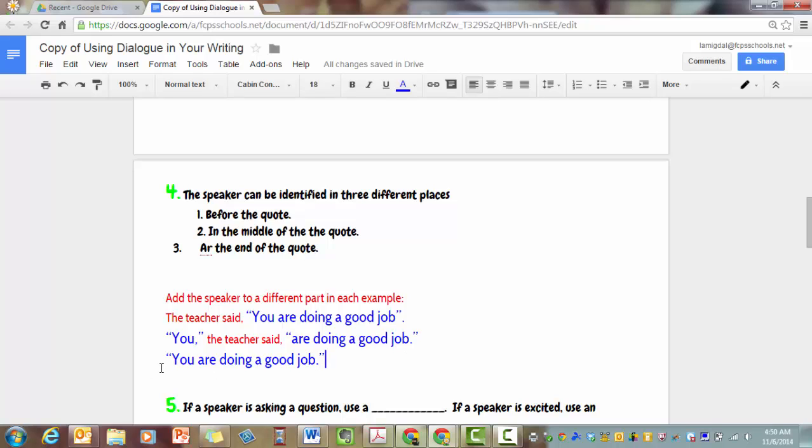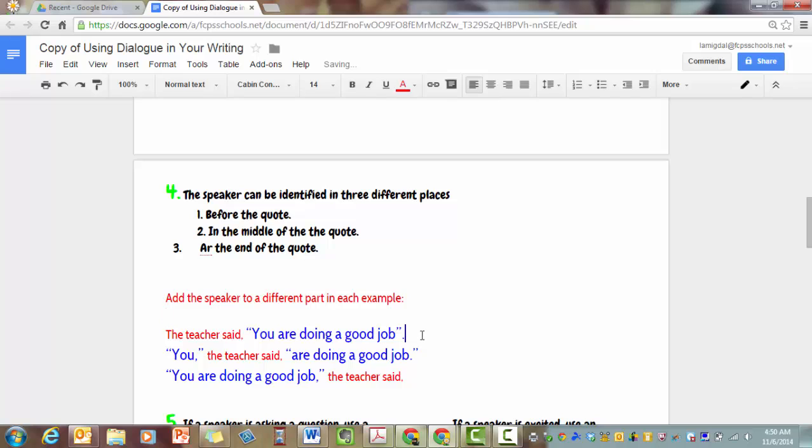And then the last place you can put it is at the end. "You are doing a good job." Then we need to change this to a comma. "You're doing a good job," the teacher said, or said the teacher. Either one's fine. Okay? So all 3 are okay.